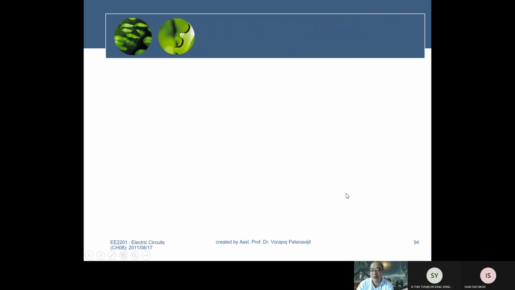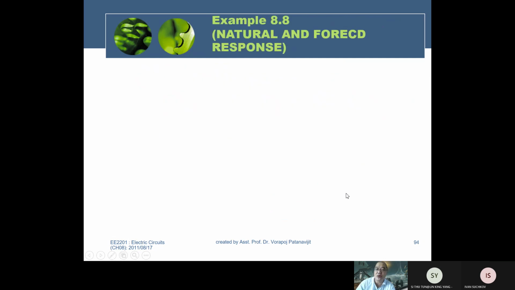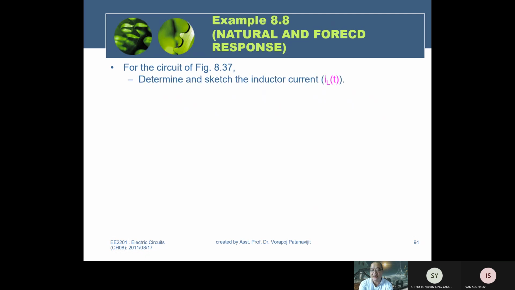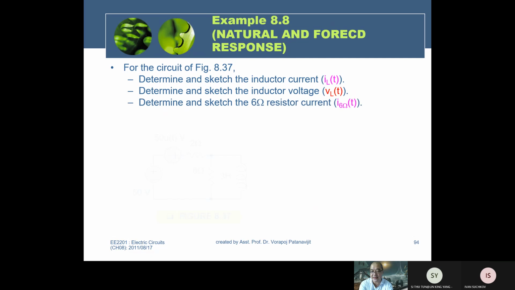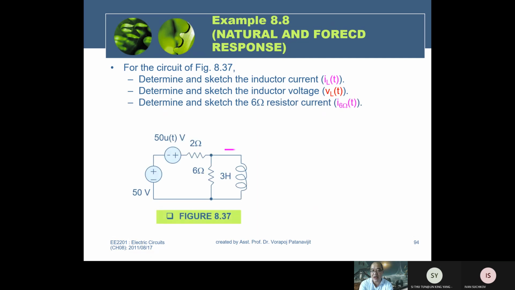Now we will show again how to compute the general form solution. Determine and sketch the inductor current, and determine and sketch the inductor voltage. Then determine and sketch the current in the 6 ohm resistor.